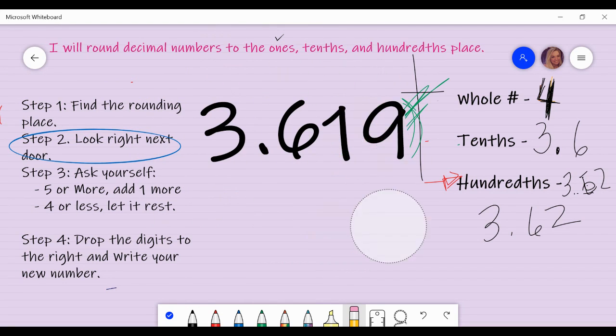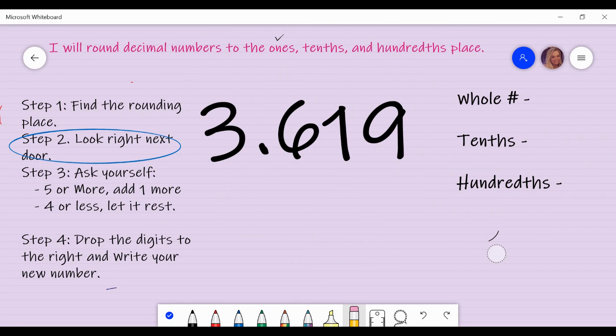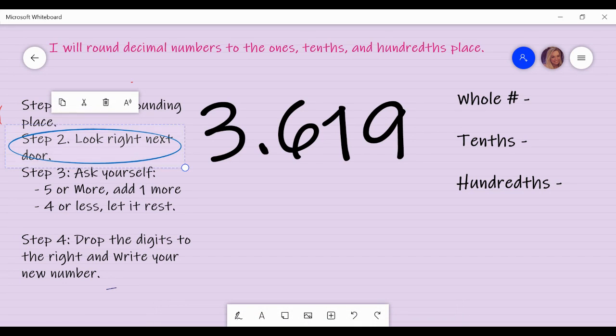All right. So that is how you round numbers to the ones, tenths, and hundredths place. We did all 3 places together. You can go back and watch this video again. I will post these steps in Google Classroom so that you have them to follow. I think that's the easiest way to round, by following these steps and always remembering the golden rule: 5 or more, add 1 more, 4 or less, let it rest.